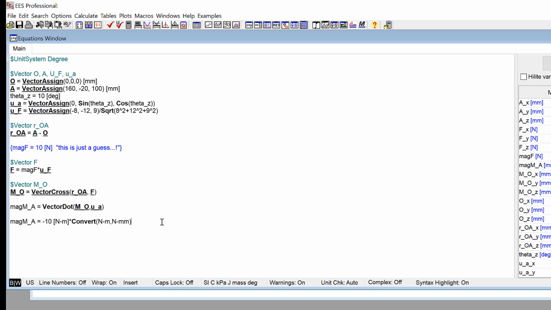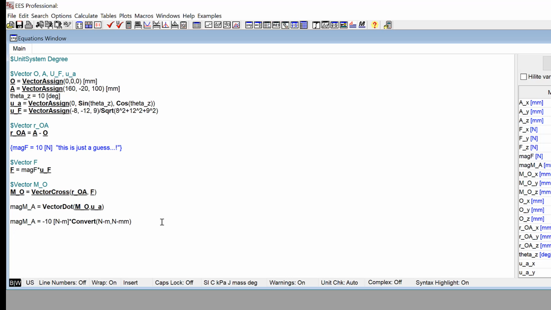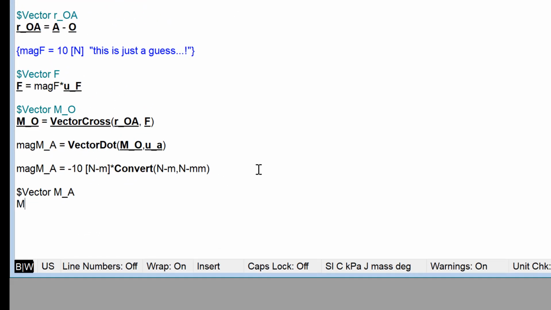So at this point, it's also kind of nice to look at this in a 3D vector plot. So I'm going to plot the position vector and the force and the moment, and then I'd also like to plot the vector moment in the direction defined by line A. So that vector moment MA is just the magnitude that I just specified, 10 Newton meters, multiplied by the unit vector that defines that line, so UA. So I'm going to calculate that.